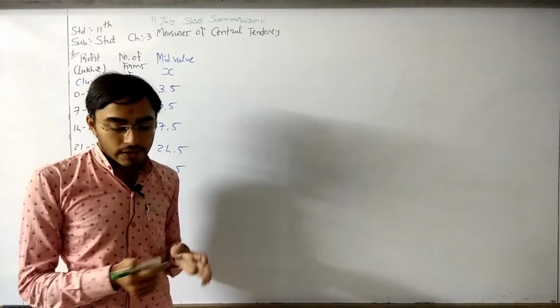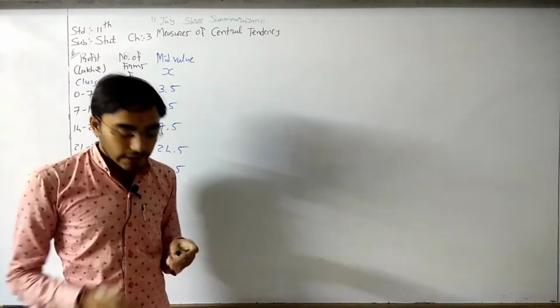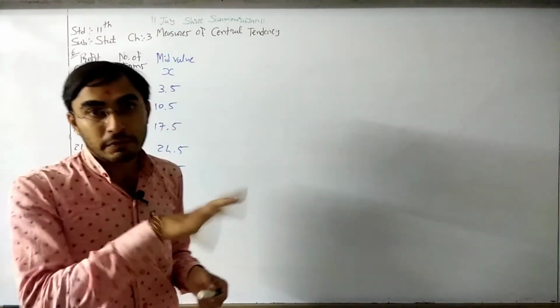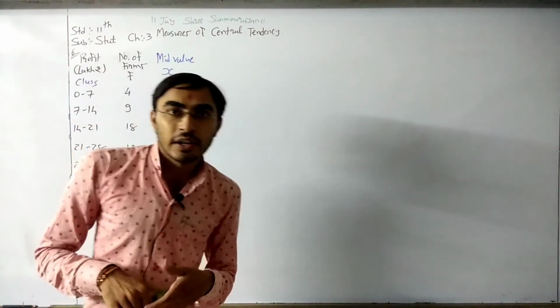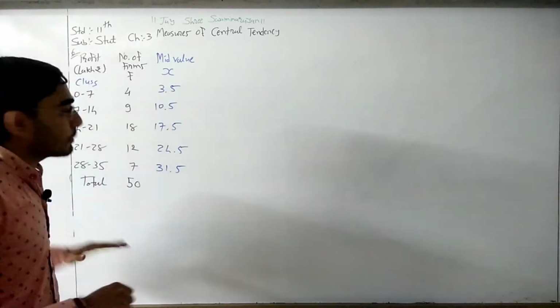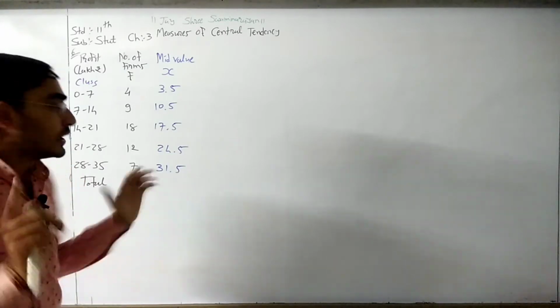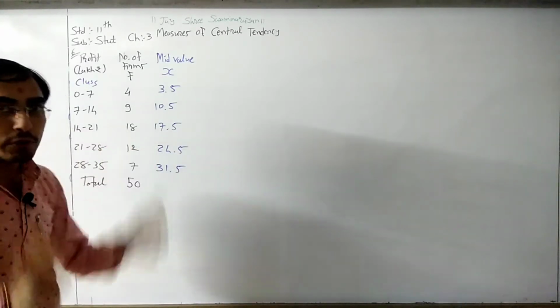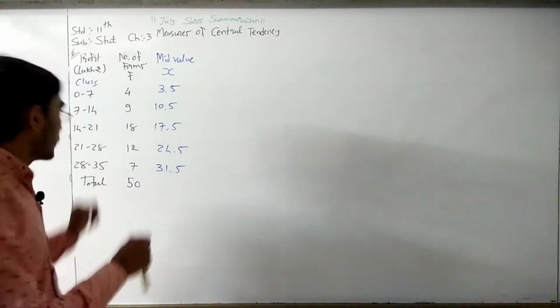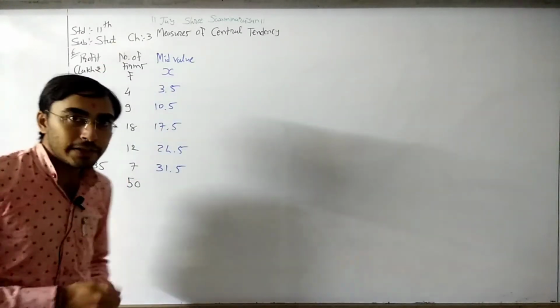If classes like 10 to 20, 20 to 30 are given, then we can directly find 15, 25 as the mid values. But if this type of class is given and you don't know the direct mid value, then use upper limit plus lower limit divided by 2. Okay, now X is ready.